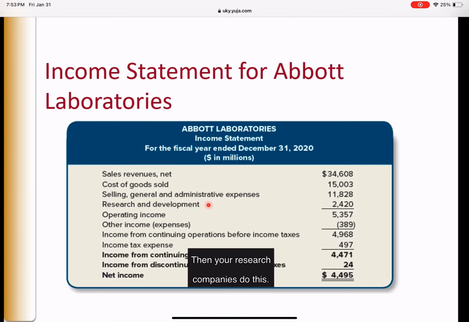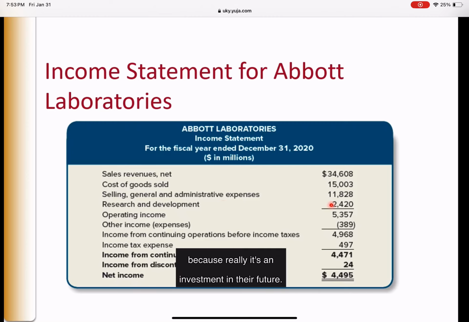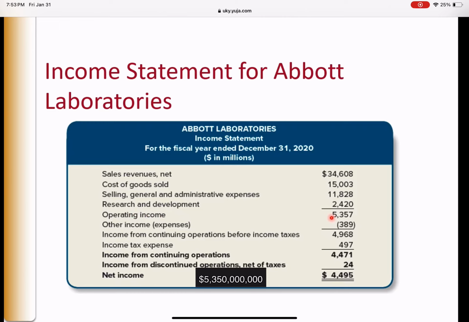And then your research companies do this. Research and development is often included under selling, general, and administrative expenses. But companies like Apple, too, and any pharmaceutical company, want you to know how much they have to spend on R&D each year. So they list that out as a separate line item because really it's an investment in their future. Then they come up with their operating income of $5.35 billion. They have some other expenses there, 389. They come up with income from what we call continuing operations.